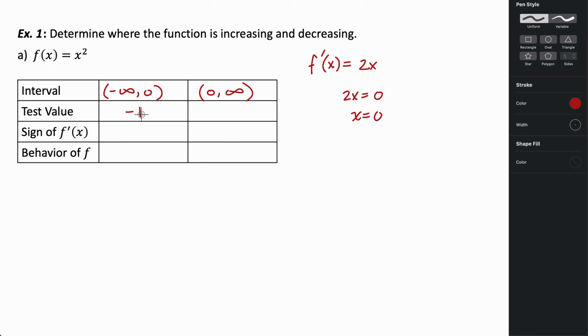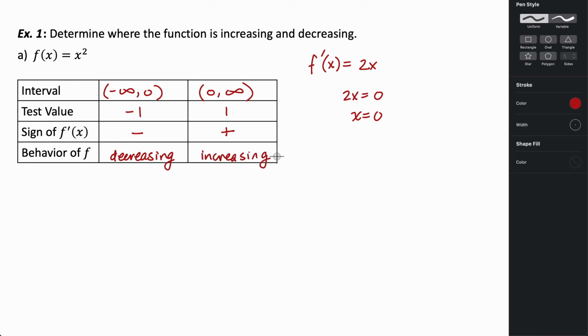So I'll just use -1 here, and I'll use +1 here. So if I plug -1 into my derivative, I'm going to get a negative number. I actually don't even care about its value. I just care about the sign. And if I plug +1 in here, I get a positive number. So if you recall, when the derivative is negative, that tells me that my graph of f is decreasing. A positive derivative tells me that f is increasing.